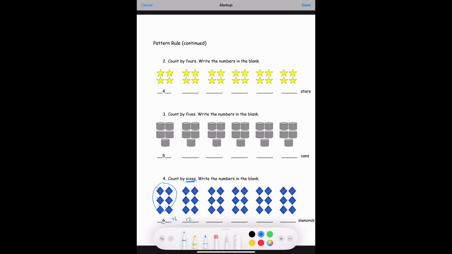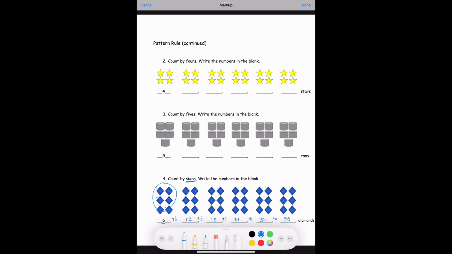And add 6 again. 12 plus 6 equals 18. 18 plus 6 equals 24. 24 plus 6 equals 30. And 30 plus 6 equals 36.